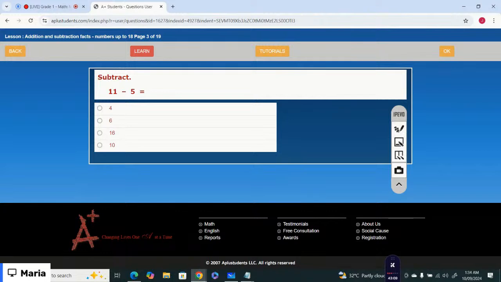The next one is 11 take away 5. So which is the correct option? Yes, 11 take away 5 is 6. So the correct option is 6.